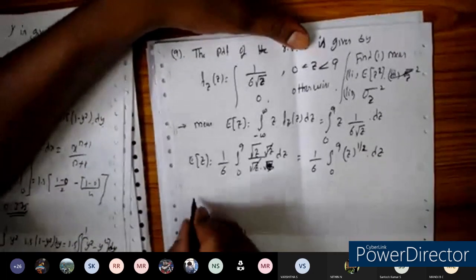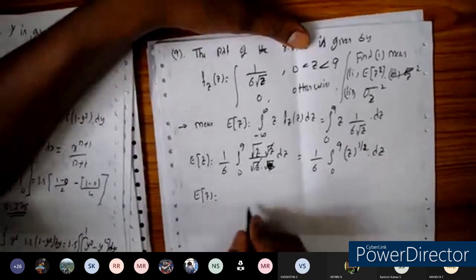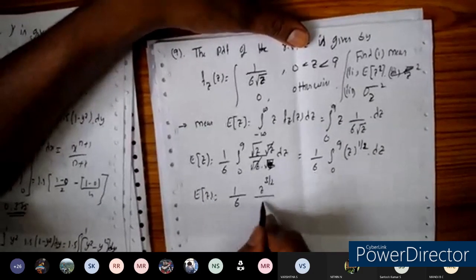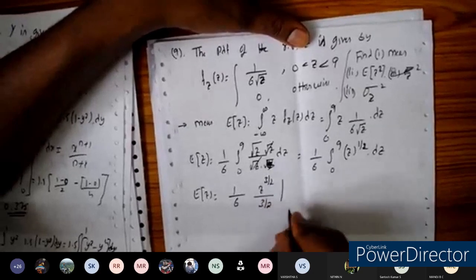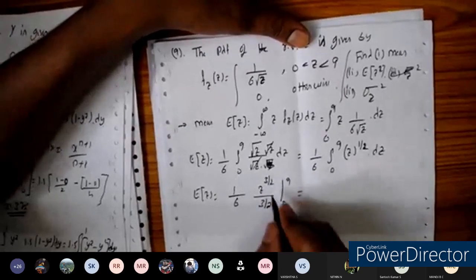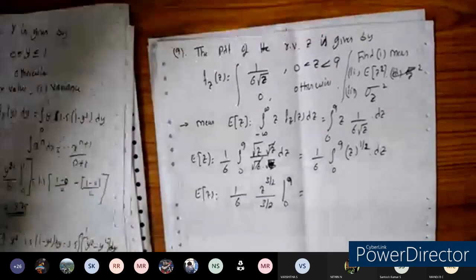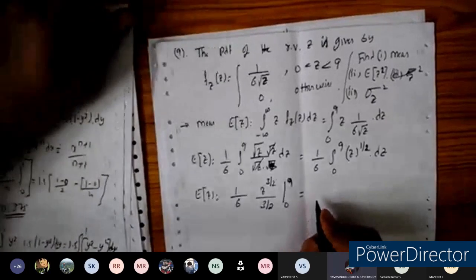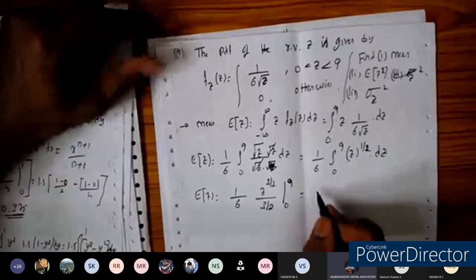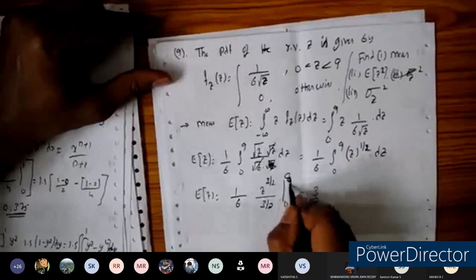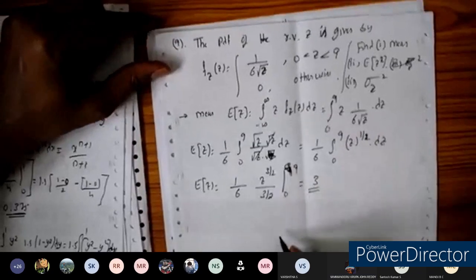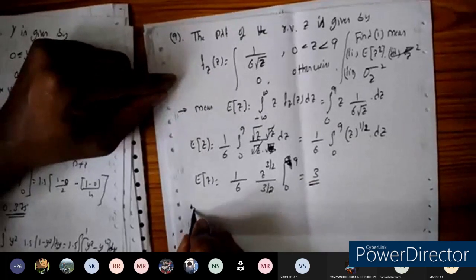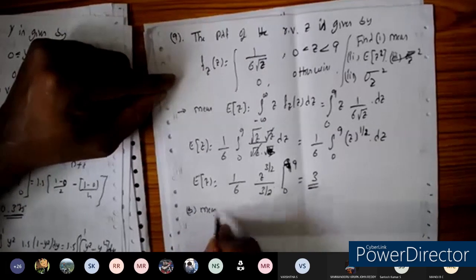So that's the integration. In the previous problem, I already gave the formula for the integration. So this is nothing but z to the power of 3 by 2 divided by 3 by 2. The limit is from 0 to 9. Apply the limit. Tell me the answer quickly. Yeah, how much? 3. Okay, very good. So apply the limit: the upper limit is 9, the lower limit is 0. So I'll get 3 here. Very good.